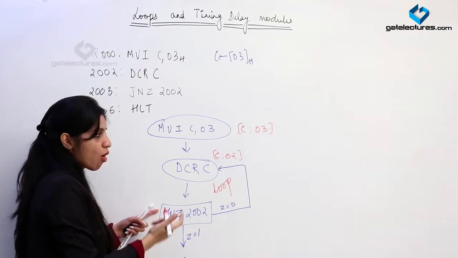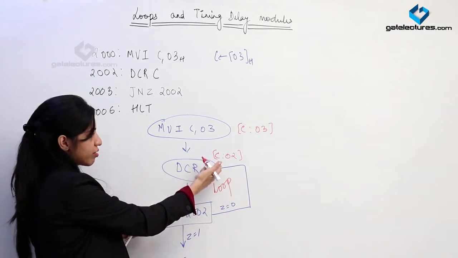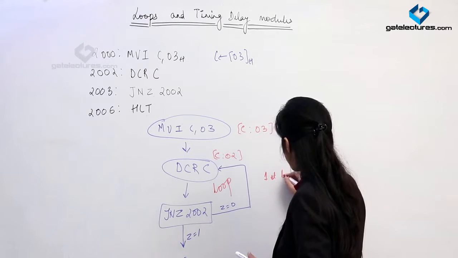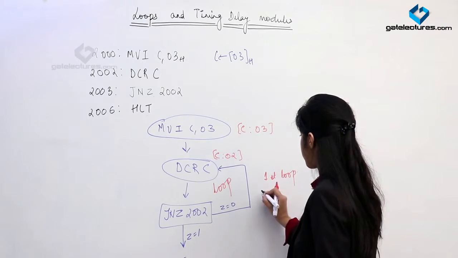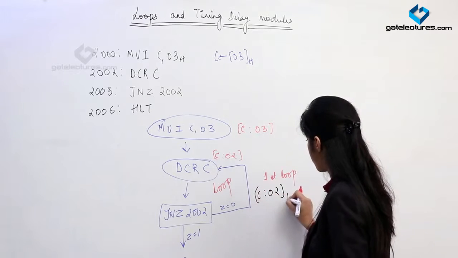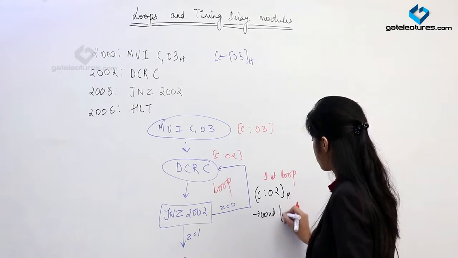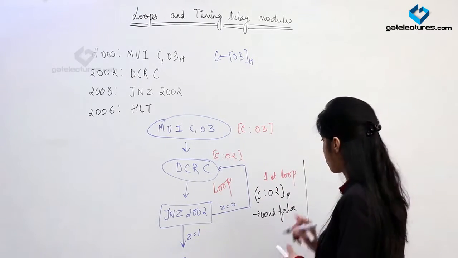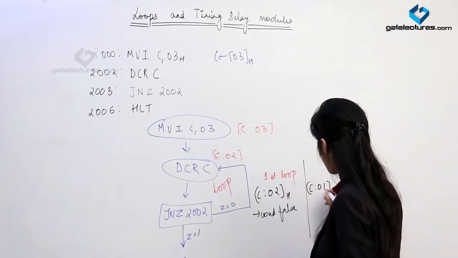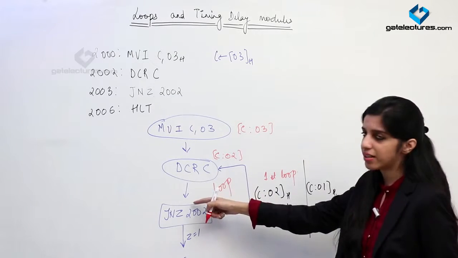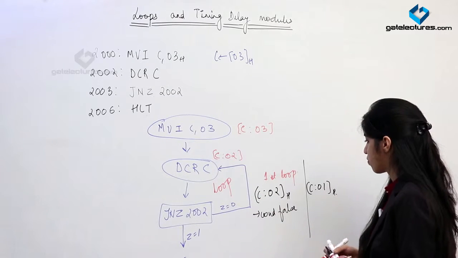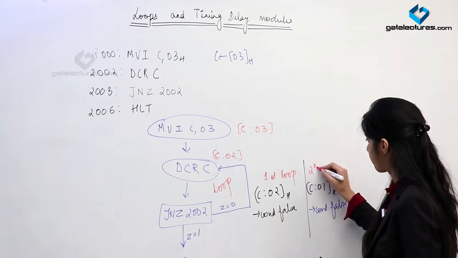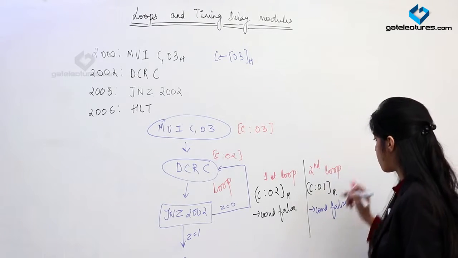We are checking the zero flag. Obviously the zero flag is not 1 because the contents of C are 2. So again you reach here. This is the first loop. C is 02 and the jump condition was satisfied. Now again you are decreasing C. Now C has become 01. You check the condition, and again the jump is taken. This is the second loop, the second time that the loop is executed.